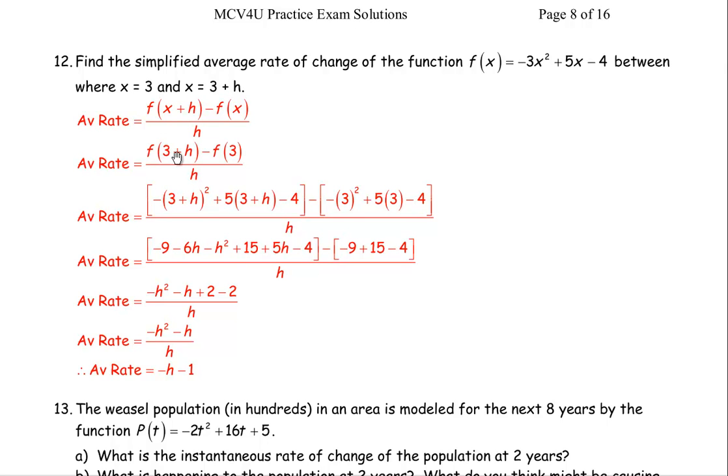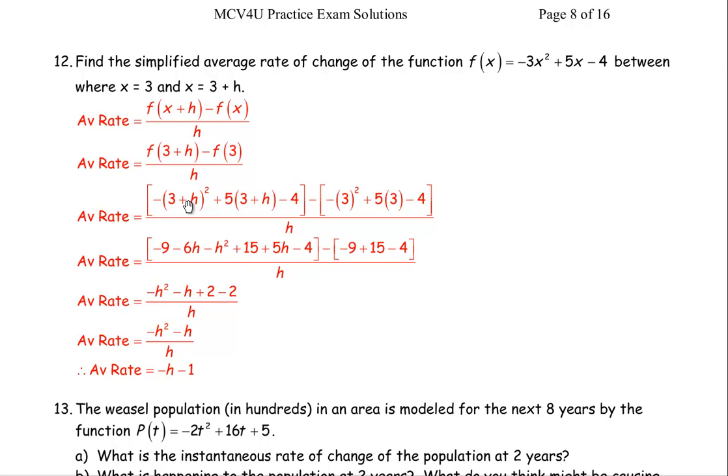Now to find f of 3 plus h, we put 3 plus h in the function. So it's negative 3 times 3 plus h squared, and that's what this is, plus 5 times the 3 plus h we're putting in place of x there, minus the 4 in the end. And then minus, what's in the first set of square brackets here is the f of 3 plus h, and then f of 3 would be when we put 3 in the function, so 3 goes here, 3 goes here, and that's what it looks like in the second set of brackets here.